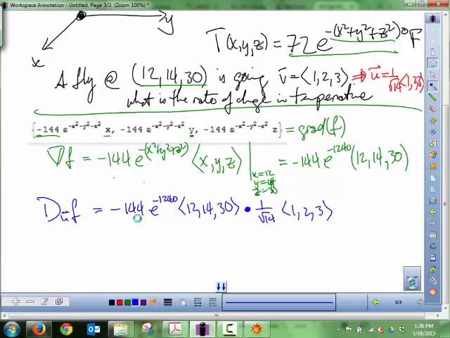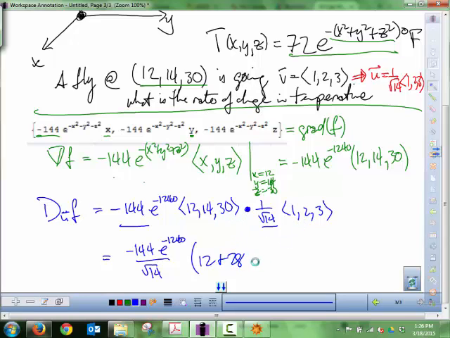So the constants are just constants. I can bring all that stuff out together. So I get negative 144, the scalars, e to the negative 1240 divided by root 14. And then the dot product of this: 12 times 1 is 12, 14 times 2 is 28, and 30 times 3 is 90. And so whatever this turns out to be is a number. This is 130. So now multiply by 144, and then you're all done.